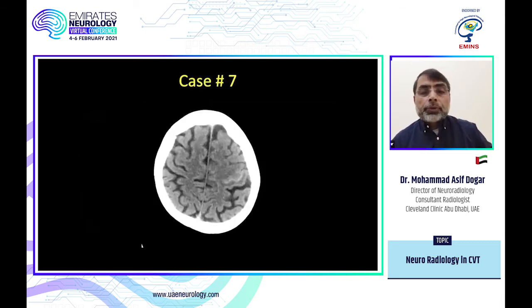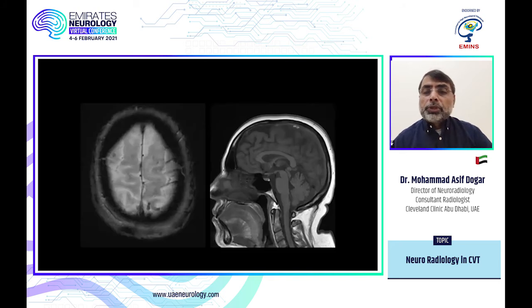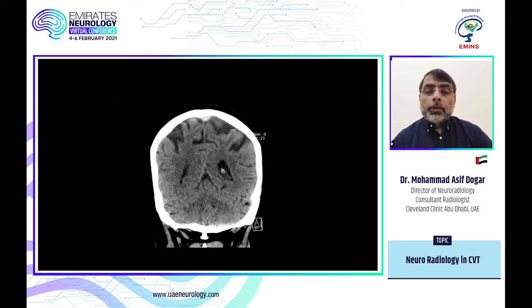Okay, case number 7. This patient also came as code stroke. And the only finding here, you can see there is a subarachnoid hemorrhage. On the MRI, this looks almost normal. There are some findings. On the sagittal T1, there is this little hyperintensity. Is it real or is it a thrombosis? It's possible. It can be superior sagittal sinus thrombosis.